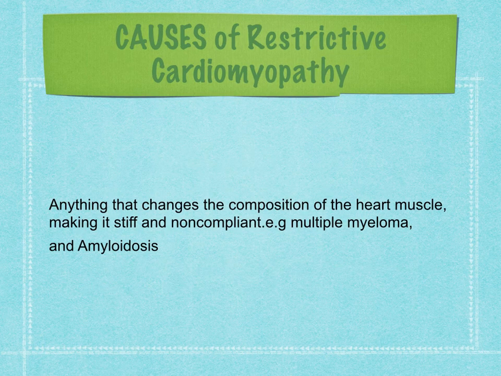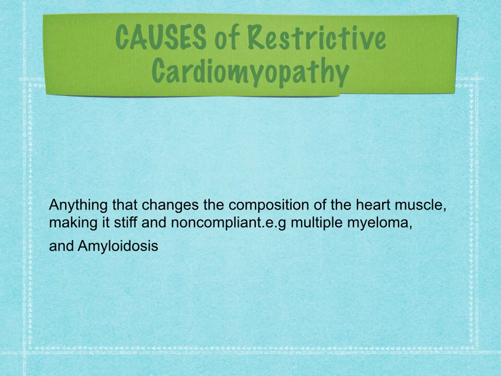Causes of restrictive cardiomyopathy: anything that will change the composition of the heart muscle, making it stiff and non-compliant. Example: multiple myeloma and amyloidosis. Now, multiple myeloma, you all know, is a bone cancer. Amyloidosis is a condition where glycoproteins get deposited within your heart muscle, and accumulation of these glycoproteins in the heart changes the heart function. The heart becomes stiff and rigid, resulting in a decreased volume in the ventricles.